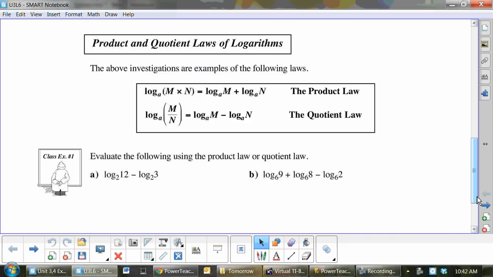Now, the product and the quotient laws are going to be asked of you many times on the diploma questions. That's for the 4 or 5 questions I have on there. But let's just investigate that.